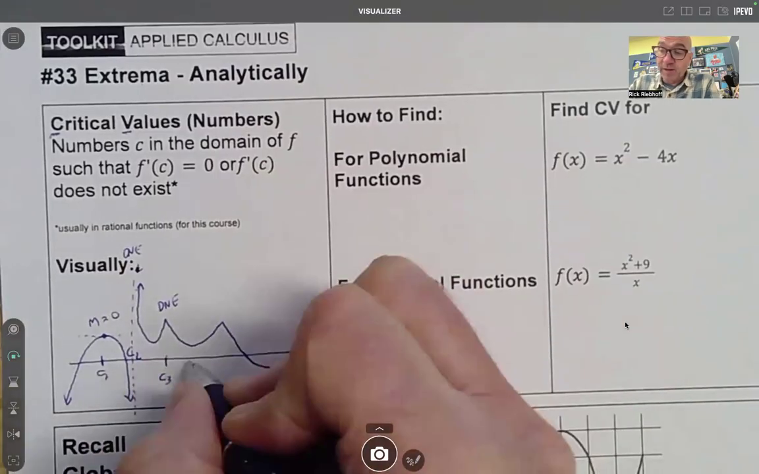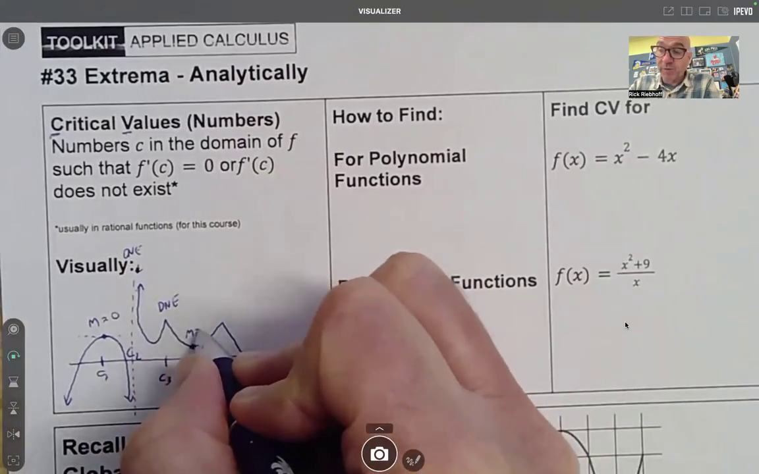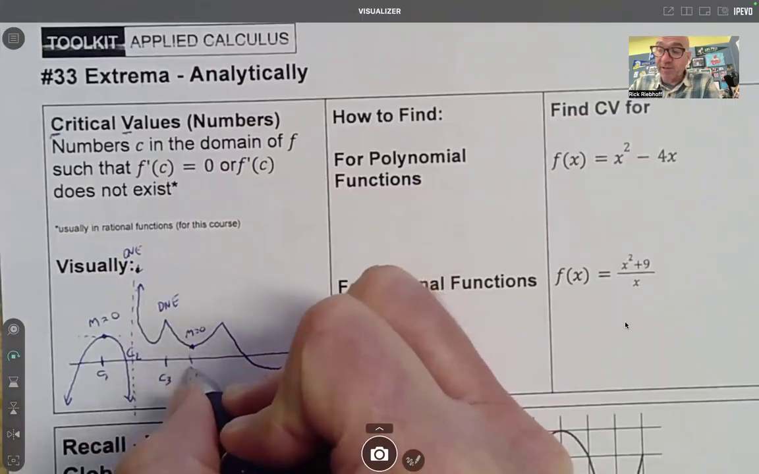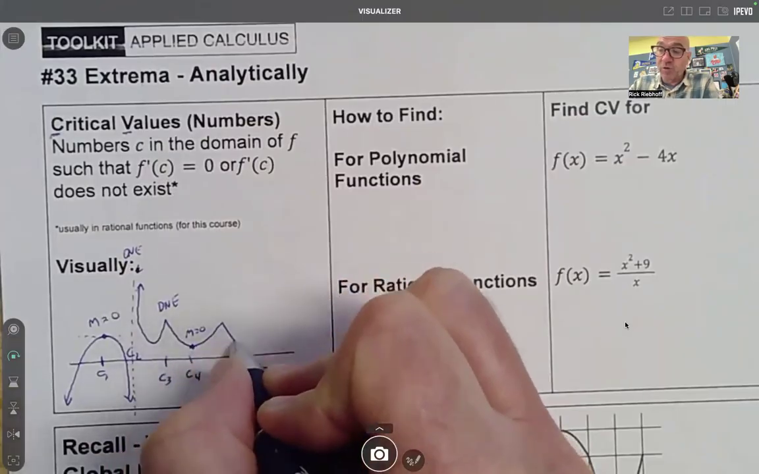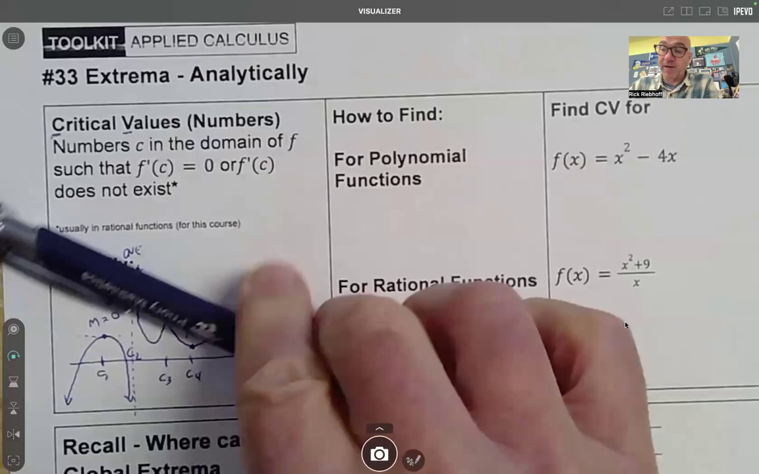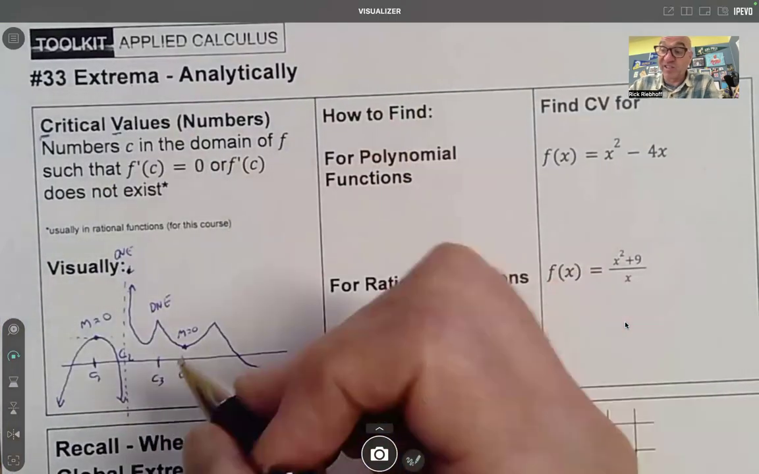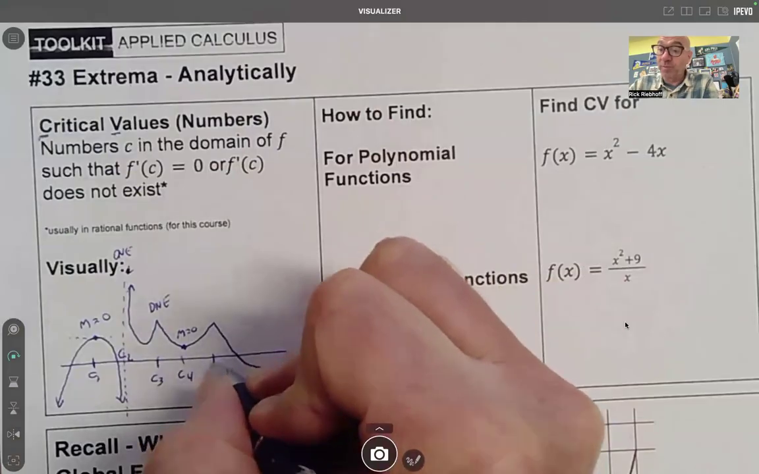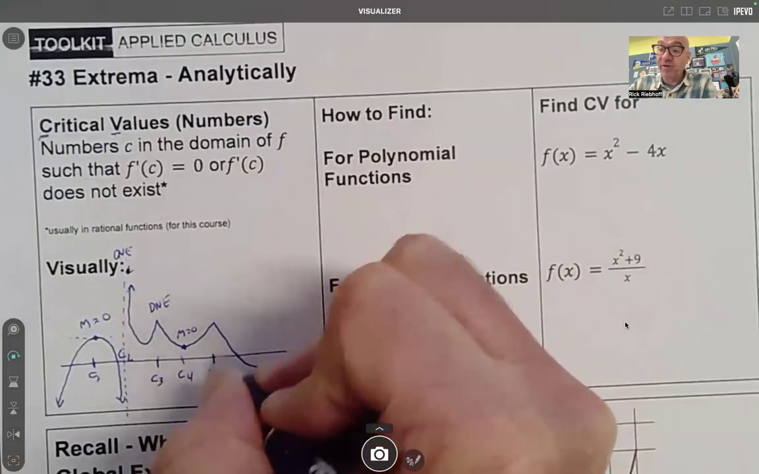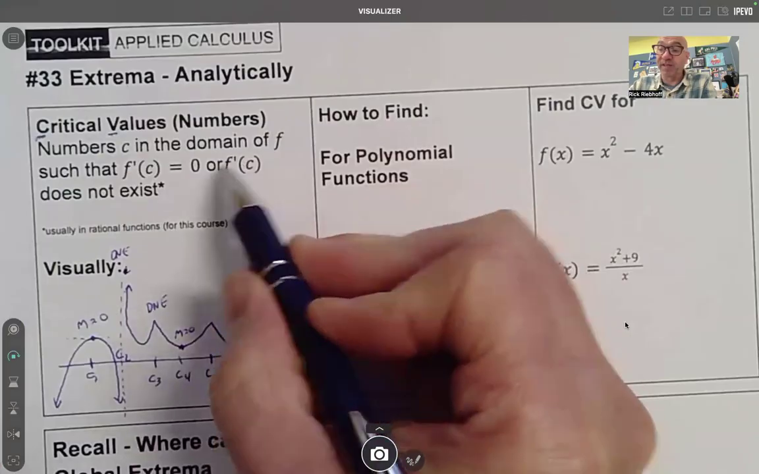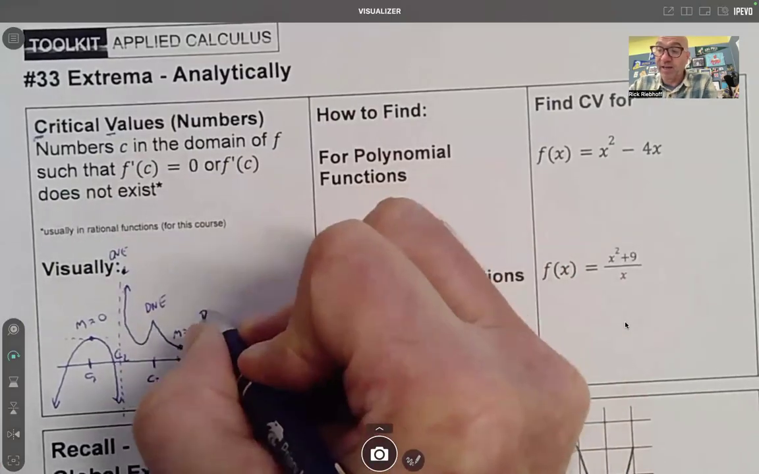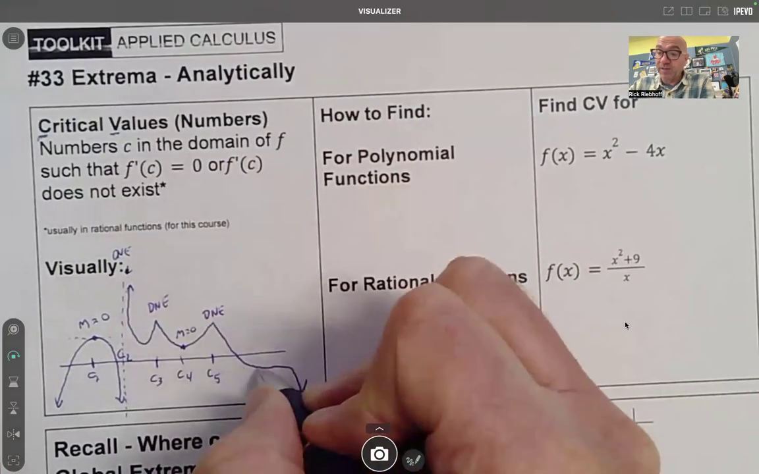This is a critical value. There's the third one. Here's a minimum where slope equals zero at this point. That's a critical value. This is called a corner, right? Again, think about your skis at that point. They can go in any direction. So there is not one defined slope there, right? So this is another critical value because f prime of c does not exist. It's another DNE, right?